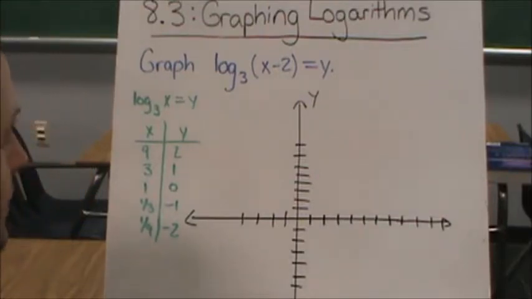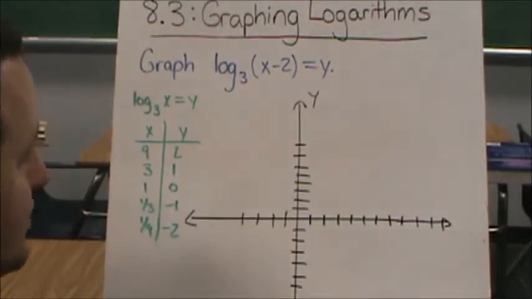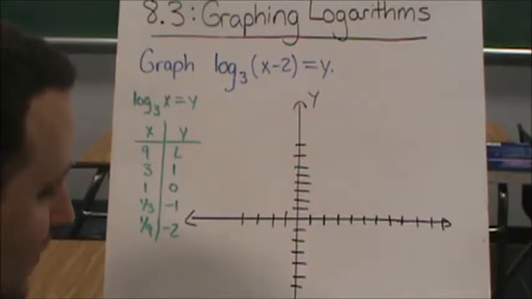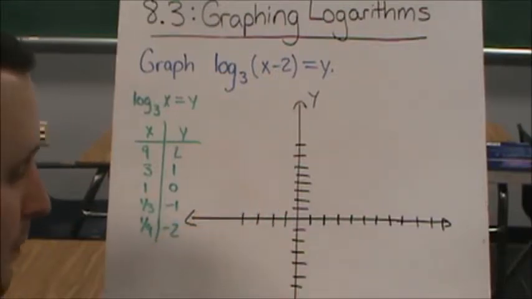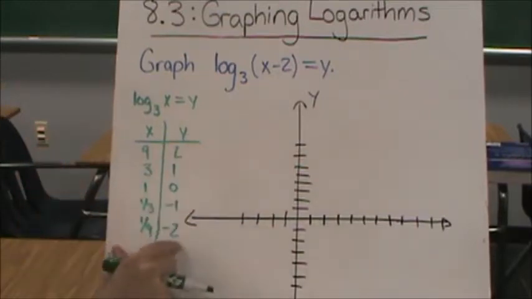So first example here of graphing these logarithms using translations. We're asked to graph log base 3 of x minus 2 in parentheses equals y. What we're going to do is start by graphing the quote-unquote parent function log base 3 of x equals y.